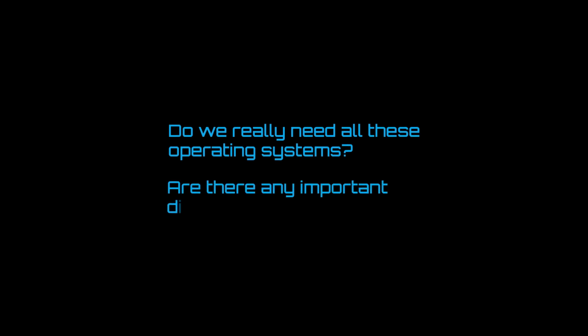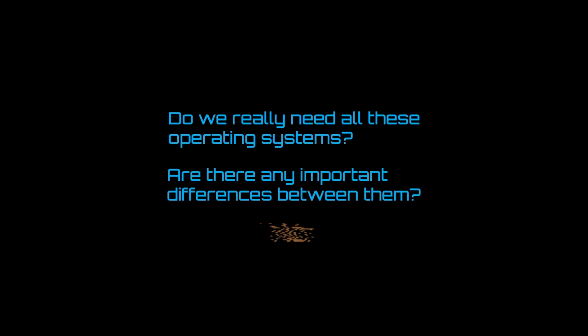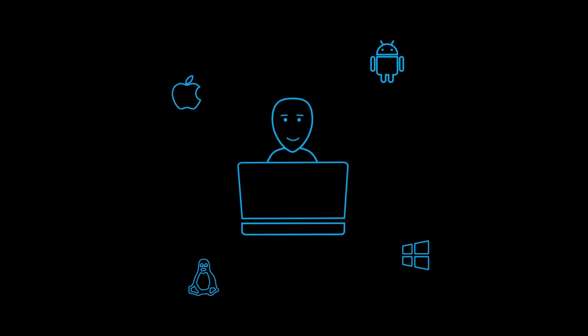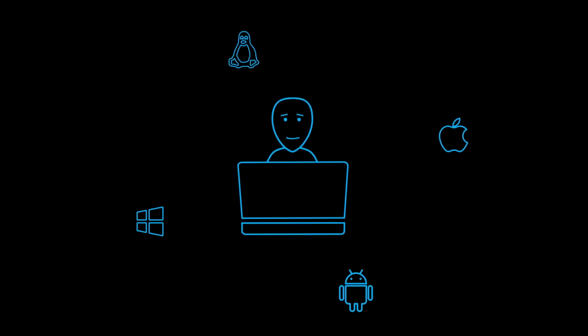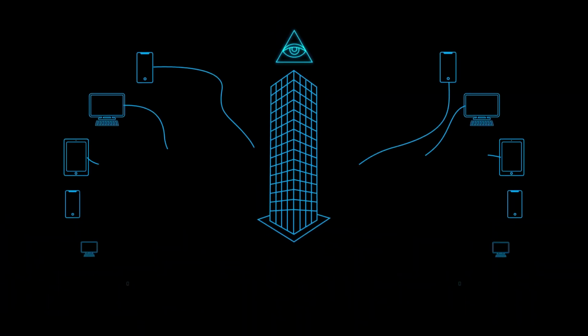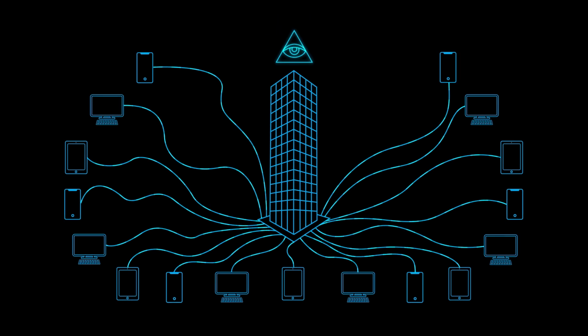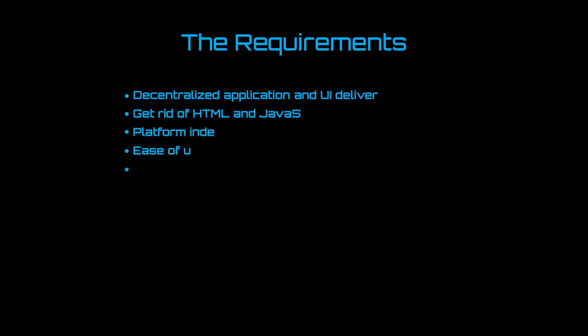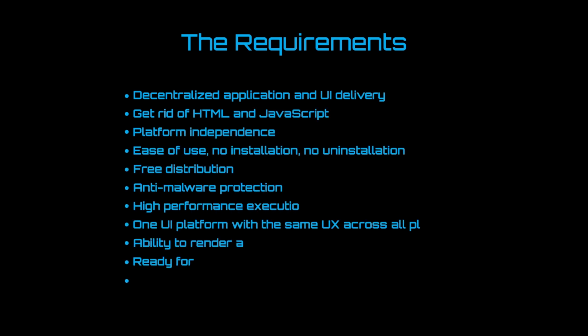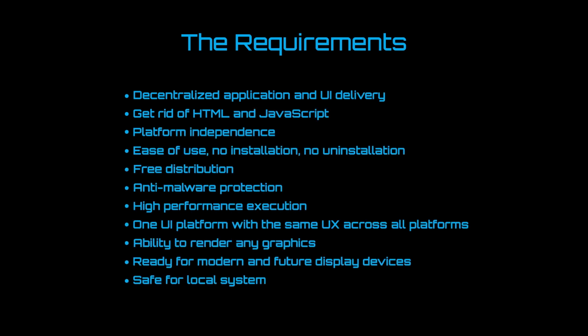But do we really need all these operating systems? Are there any important differences between them? No. They all provide the same set of features, but their mutual incompatibility causes troubles for millions of developers every day. Moreover, we all know that the major proprietary platforms have privacy issues. So let's summarize all the problems that should be solved in order to make the Internet and the whole software development better.